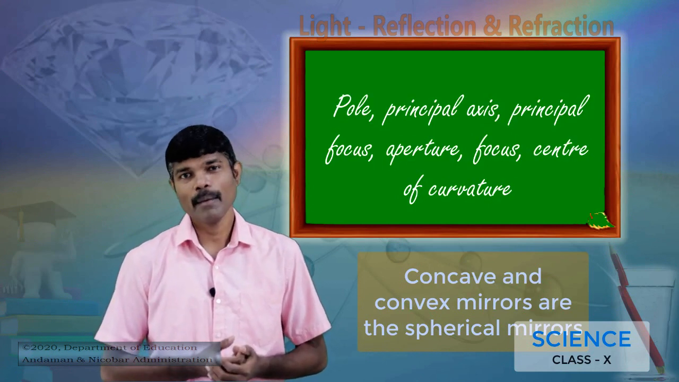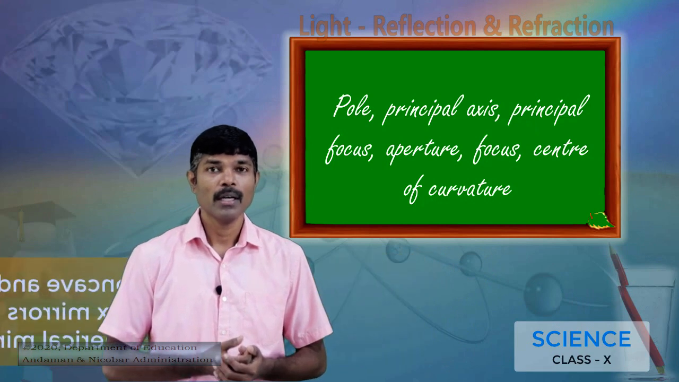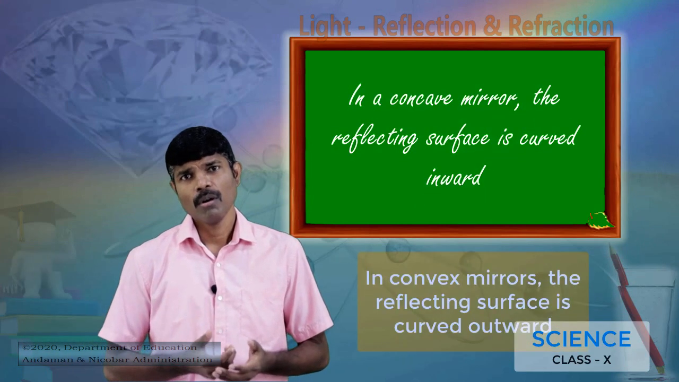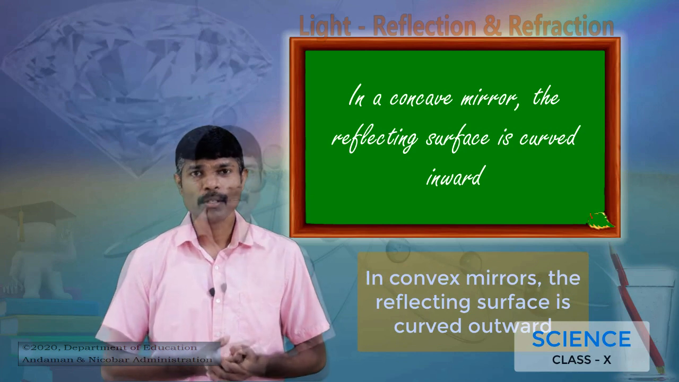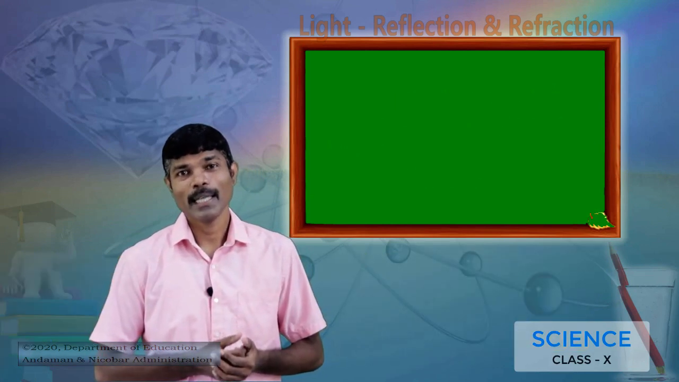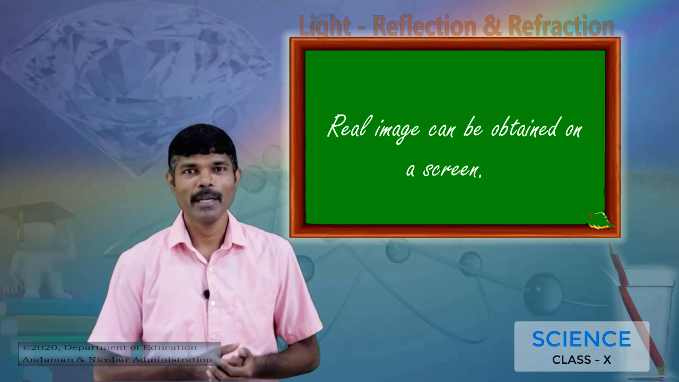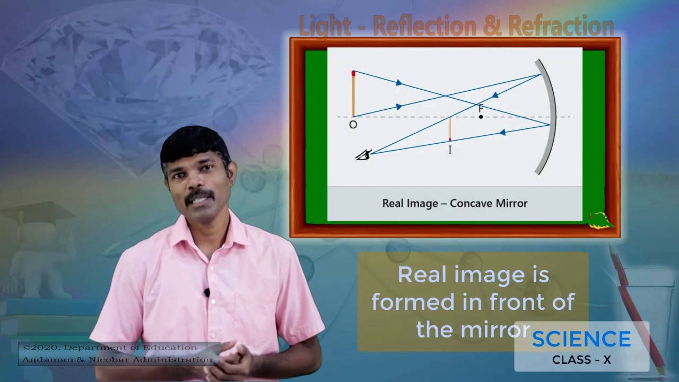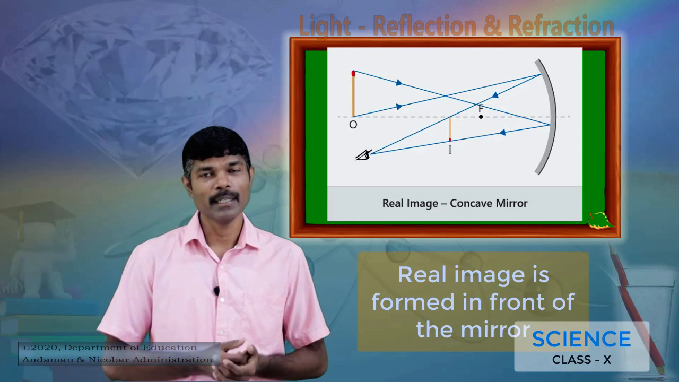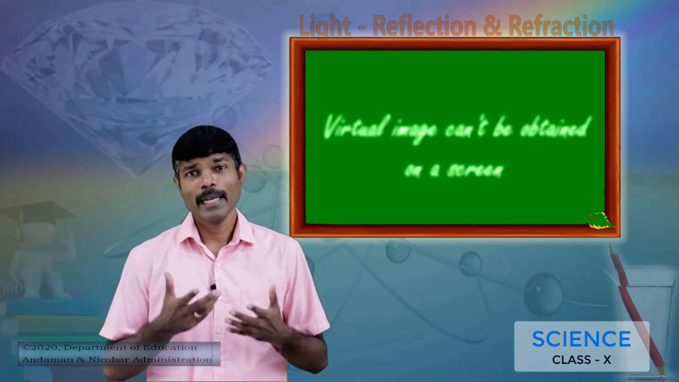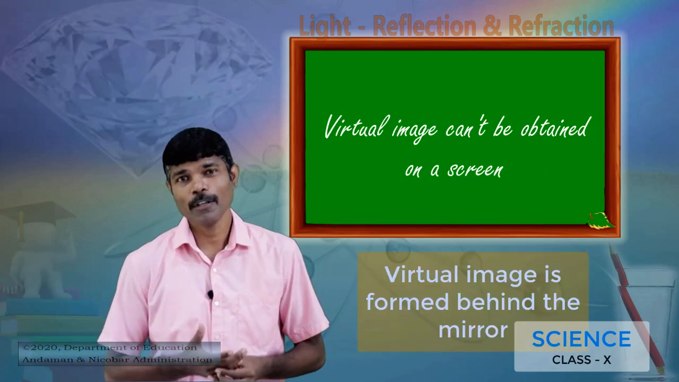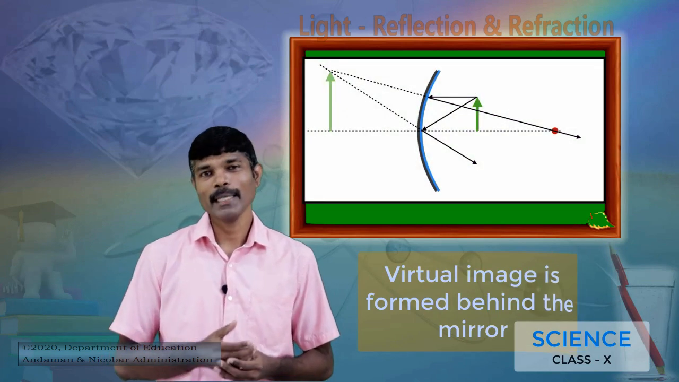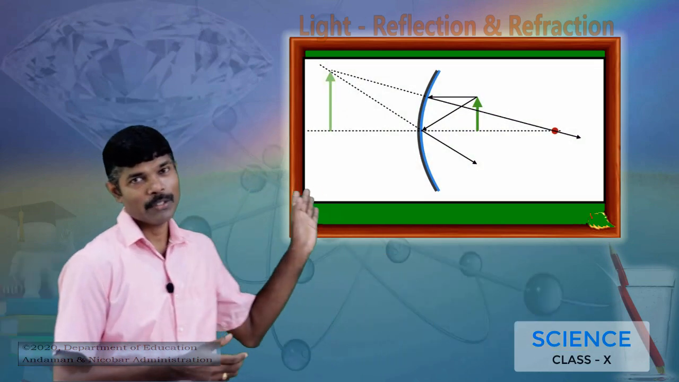You must have learned about image formation in a concave and convex mirror, and also about real and virtual images. A real image is a type of image which can be obtained on a screen, whereas a virtual image can't be obtained on a screen. This means the real image is formed in front of a mirror, whereas the virtual image is formed behind the mirror, as you can see here.